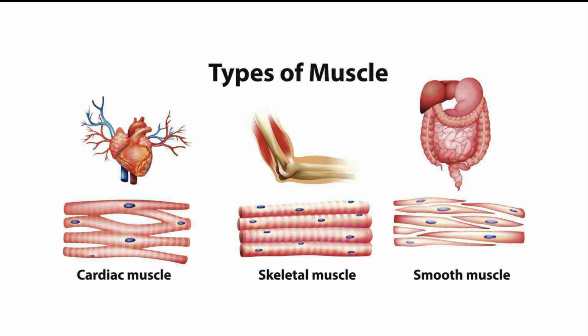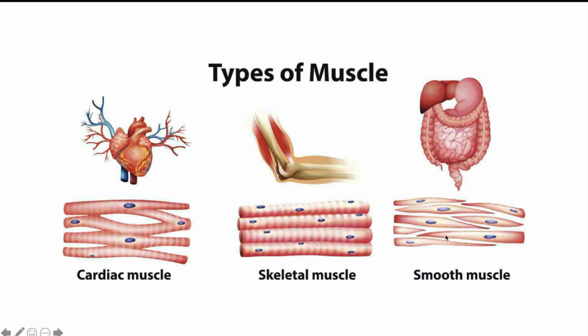So now we're moving on to a new type of tissue, and that's known as muscle tissue. And there are three types of muscle tissue. There is cardiac muscle, there is skeletal muscle, there's smooth muscle. Cardiac muscle is found inside the heart, and it is involuntary, meaning you cannot control it voluntarily. You can't choose to contract these muscles. They do it automatically without your knowledge of it.